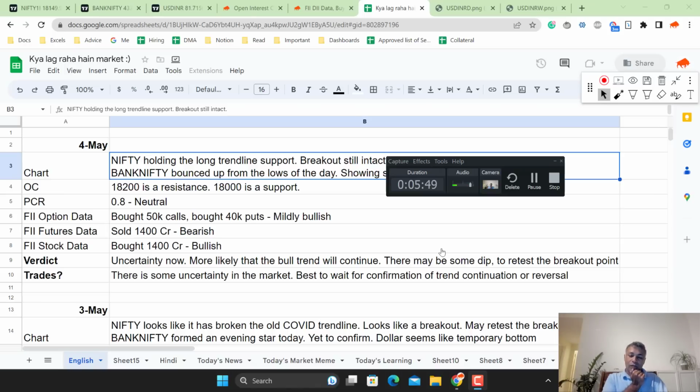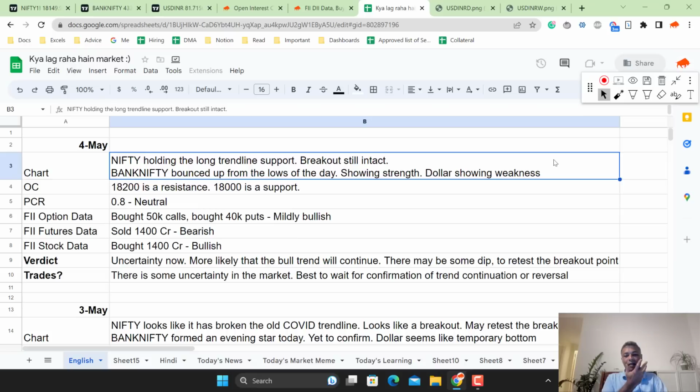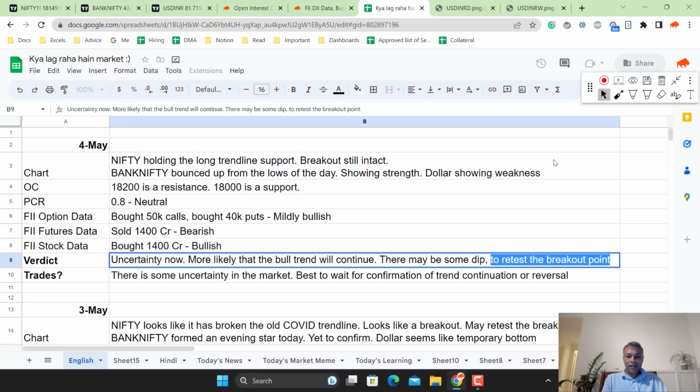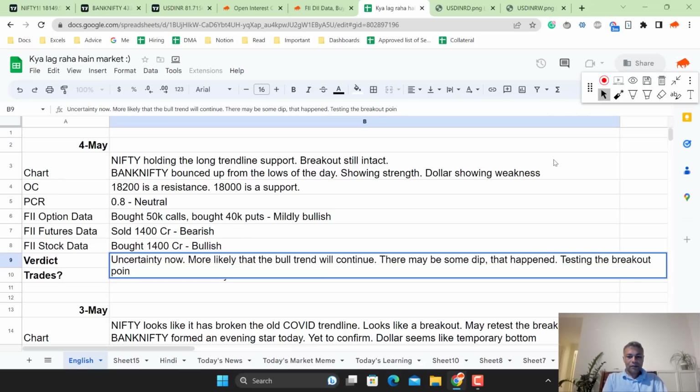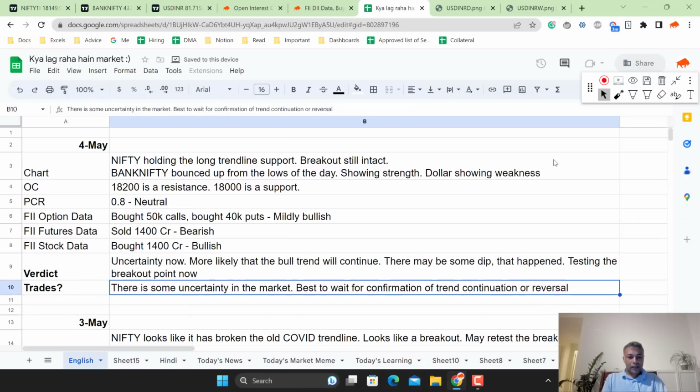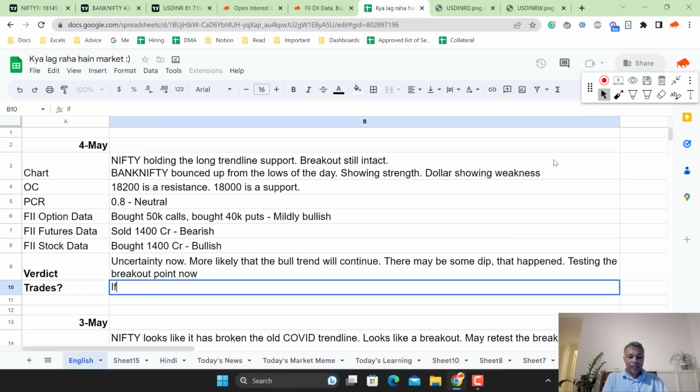So what's my verdict? Verdict is that uncertainty is there now, but it is more likely that the bull trend will continue. There may be some dip, which has already happened, and it is testing the breakout point, right? So now at this breakout point, what we have to see is, will it go down or will it go up? If it holds Wednesday's close, then expect bullishness. If it goes below Wednesday's close, expect some dip. Basically, this is my read on it, right?